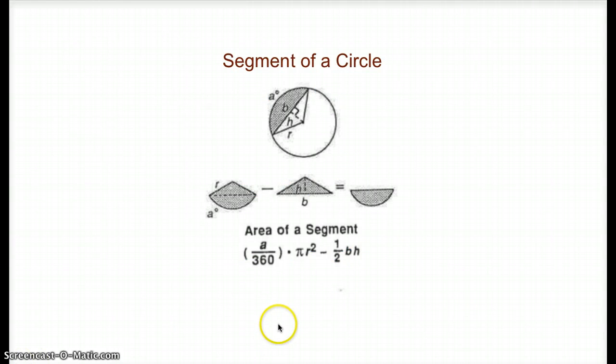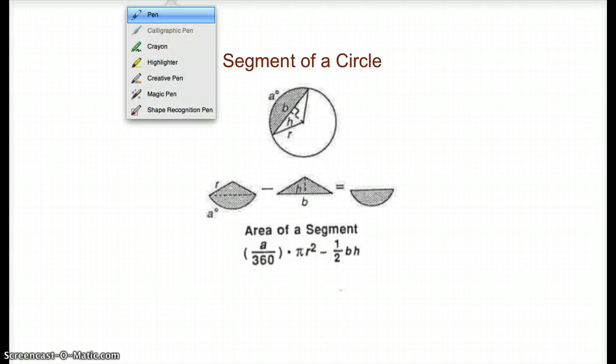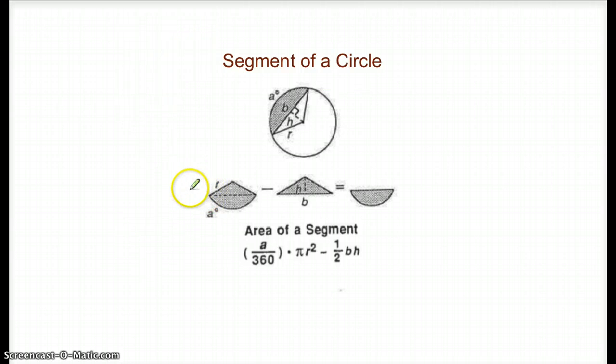Now we're ready to examine how to calculate the area of a segment of a circle. But before we do it, I want you to look at the picture equation that was provided for you. Essentially, the area of a segment is exactly the same thing as the area of the sector, which is here, minus the area of the triangle, and that's going to give you the area of the segment.